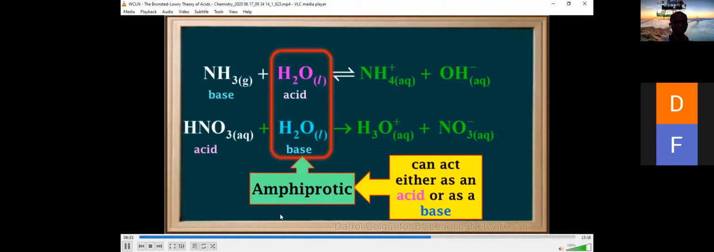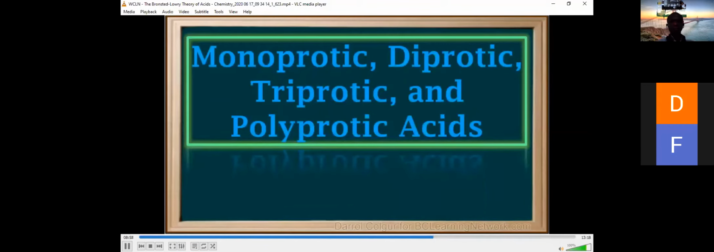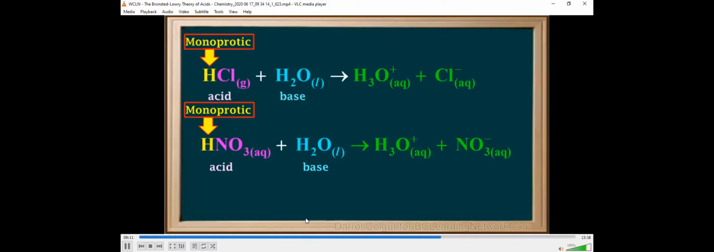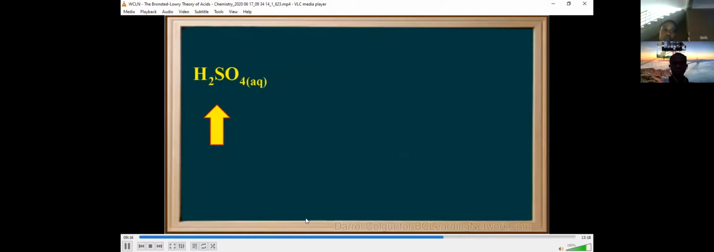Monoprotic, diprotic, triprotic, and polyprotic acids. Consider these two acids, HCl and HNO3. Both of these are able to lose one proton only. An acid that has one proton available to donate is called a monoprotic acid. So both HCl and HNO3 are monoprotic acids.